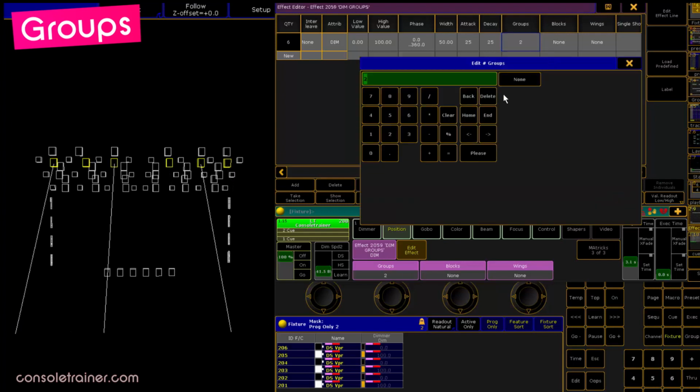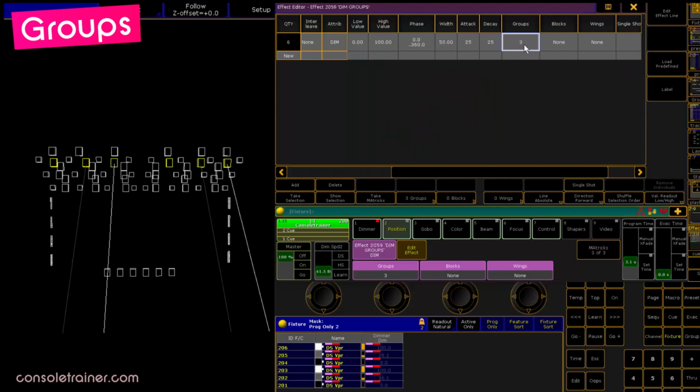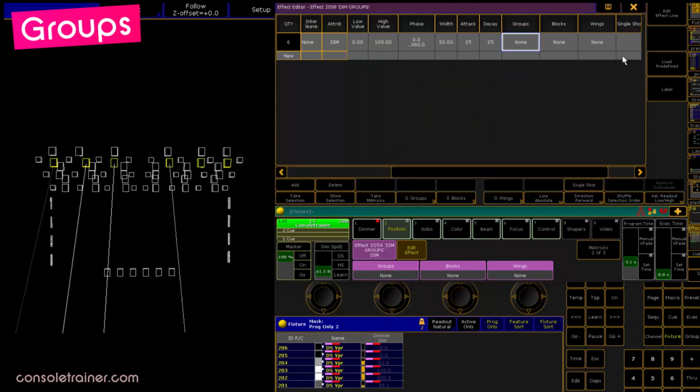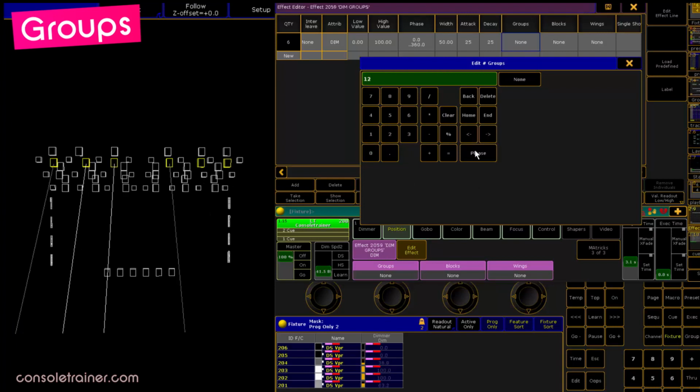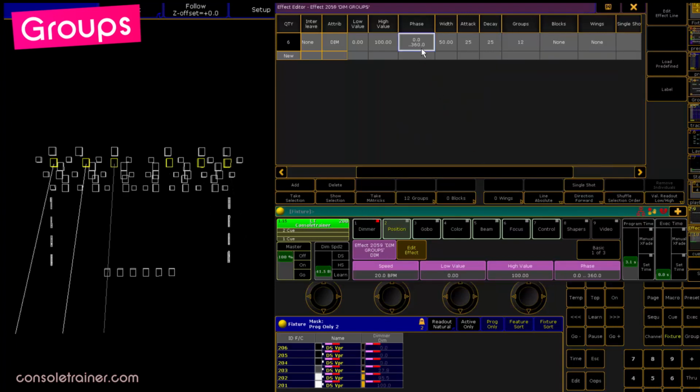A group of 3 treats every first light the same as the 4th light, and the 7th, and so on, like an interleave. And you can do a group of a higher number than the count of fixtures in your selection. If I set this effect for 6 lights to a group of 12 with a phase of 0 through 360, it's like I've just cut that phase in half.